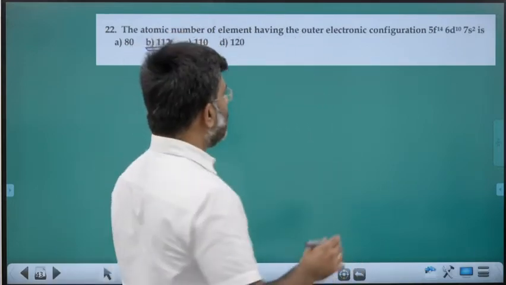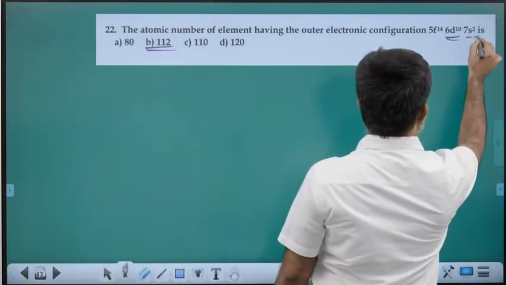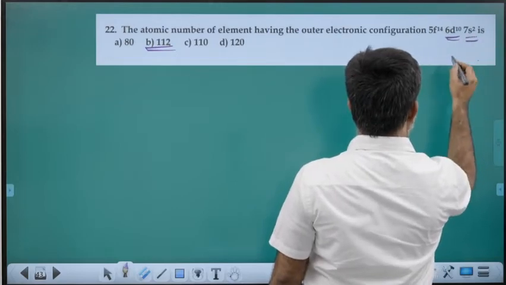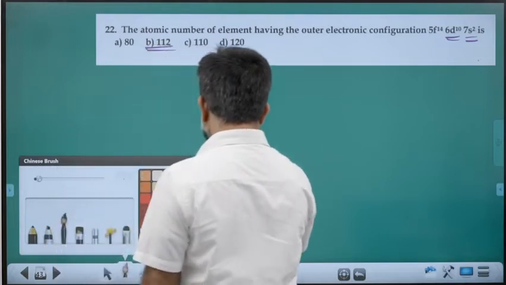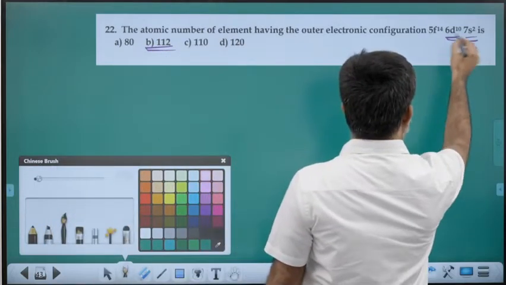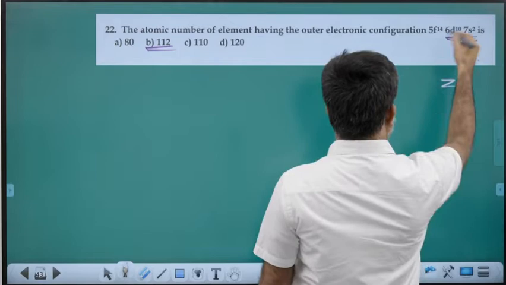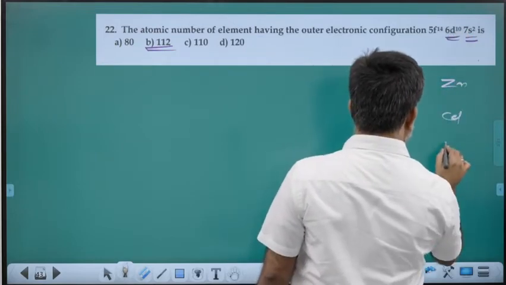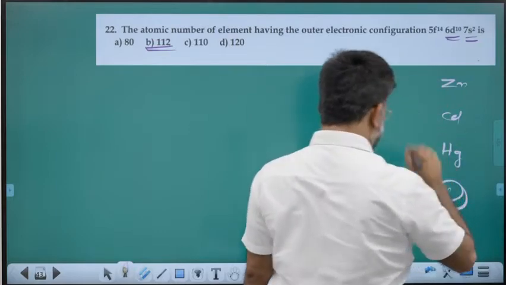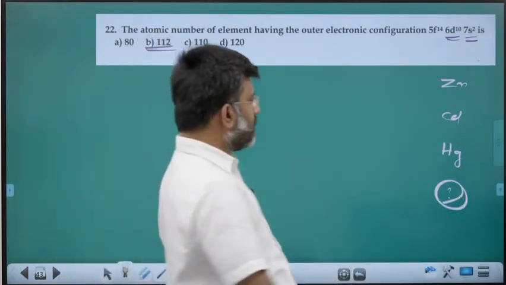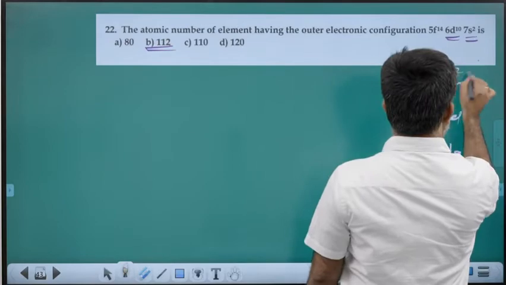Okay. You see, d10 s2. It is coming with zinc, cadmium, mercury. You see the comparison of electronic configuration. Zinc, d10 s2, cadmium, mercury, and the next member. Who is that? See, all these are available in group 12.